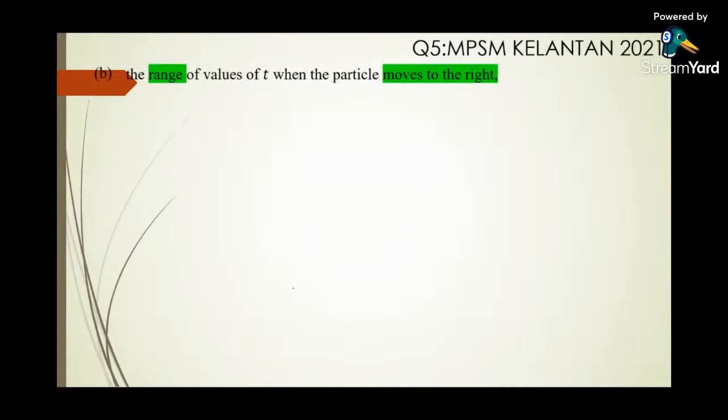B dia kata range of values of t when particle moves to the right. Yang ni kita dah jumpa dah tadi. So kita laju-laju sikit. Nampak tak jam pukul berapa? Okay, kalau moves to the right, dia sebut dia move, kena V to the right greater than 0. Yang tu kena ingat. Ni asal. Tapi kita dah ada value dia. So kita gantilah value dia. Kan tadi M negative 1. Kalau M negative 1, kita dapatlah negative T square. And kita kan 5. So dapatlah 5T.